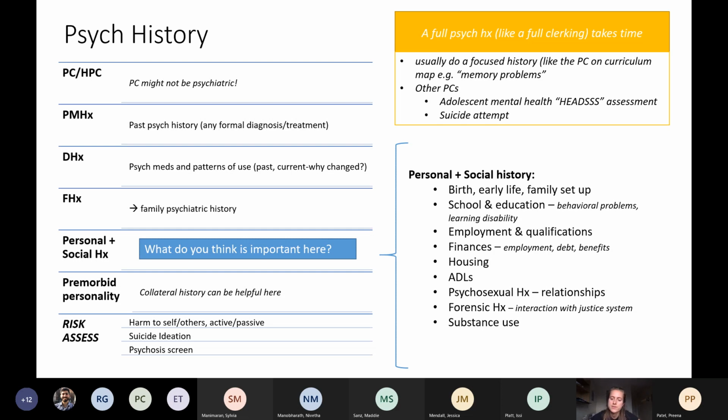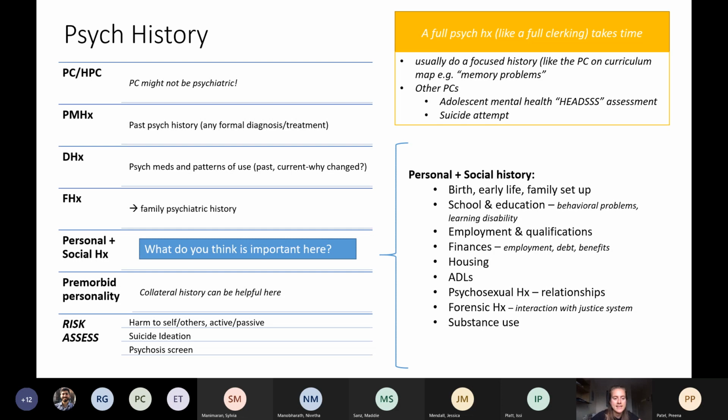Yeah, do they have a job? Also very important. Yeah, very good. Nice official term. So that's a lack of pleasure in things. So it's a core symptom of depression.